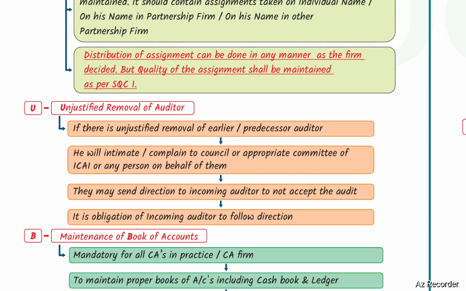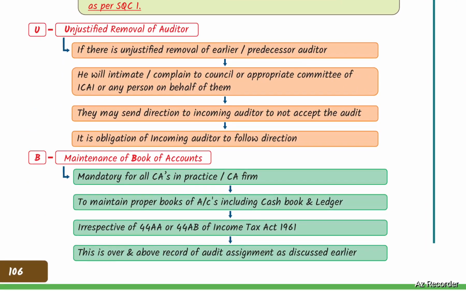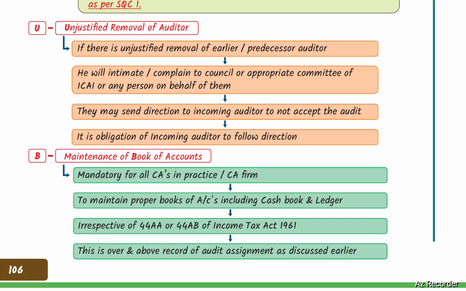Unjustified removal of auditor. If there is unjustified removal of the earlier or predecessor auditor, he will intimate or complain to the council or appropriate committee of ICAI, or any person on behalf of them. They may send a direction to the incoming auditor to not accept the audit. It is the obligation of the incoming auditor to follow the direction.